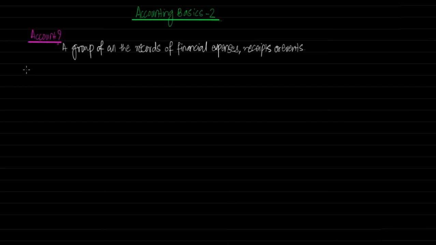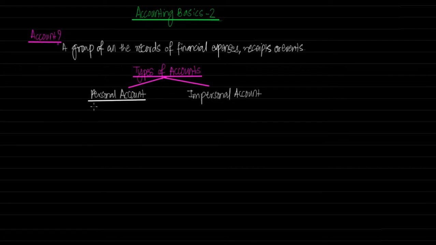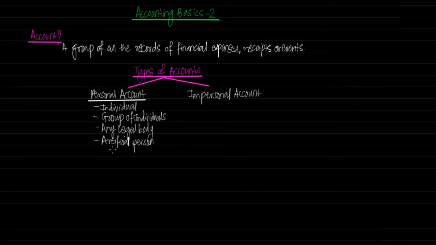So let's look at what are the types of accounts. Classifying broadly, there are 2 types of accounts. First is personal account and another is impersonal account. So what is a personal account? A personal account is an account which belongs to an individual, a group of persons, that is a group of individuals, any legal body, or artificial person, that is government, various other authorities, etc.